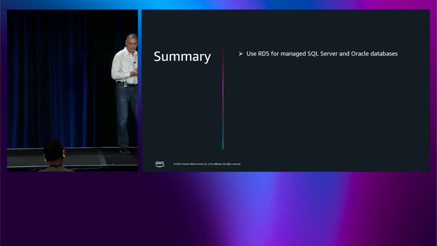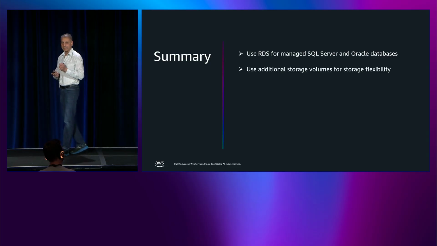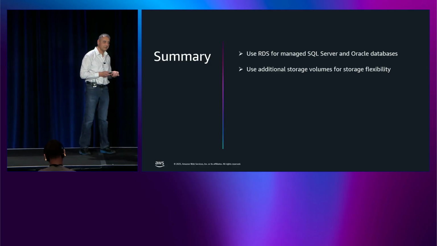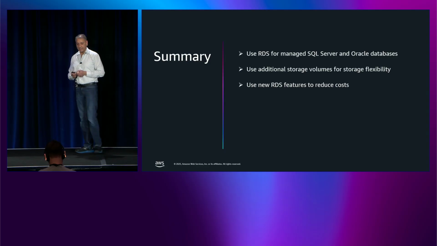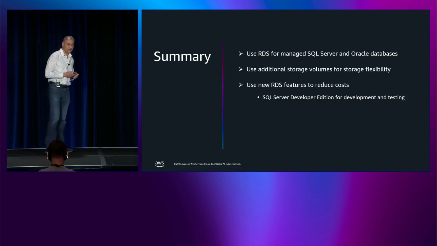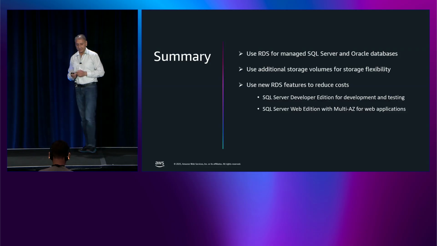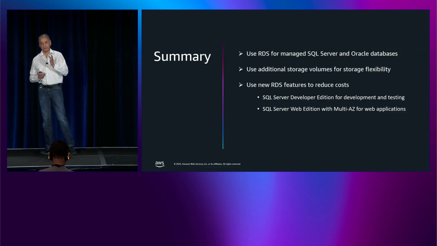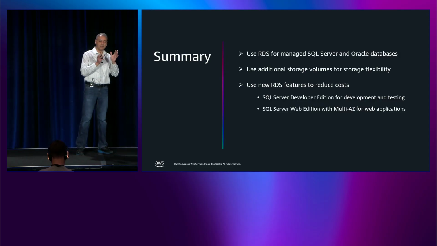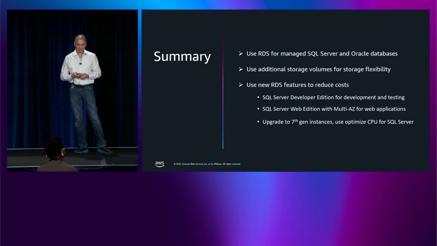So in summary, we talked about how RDS helps you and gives you a managed service for running SQL Server and Oracle. We talked about how you can use additional storage volumes to give you more flexibility, to give you more cost efficiency. And we talked about how you can use new RDS features to reduce your costs. We talked about how you can use RDS SQL Developer Edition for all your dev and test environments. We talked about how you can use RDS SQL Server Web Edition for your web applications. In many cases, you can downgrade from using SQL Server Standard Edition to SQL Server Web Edition, get the same high availability and lower your costs.